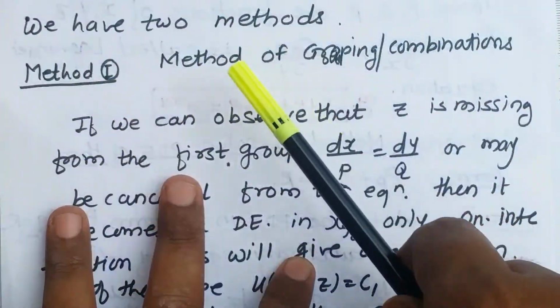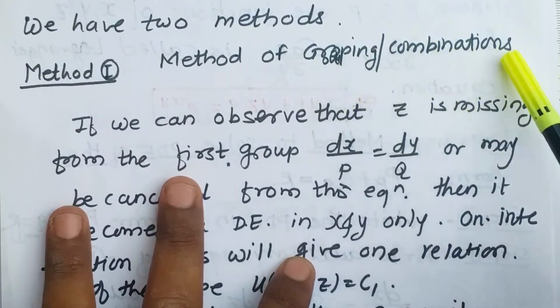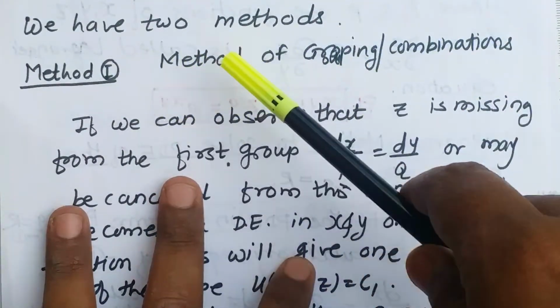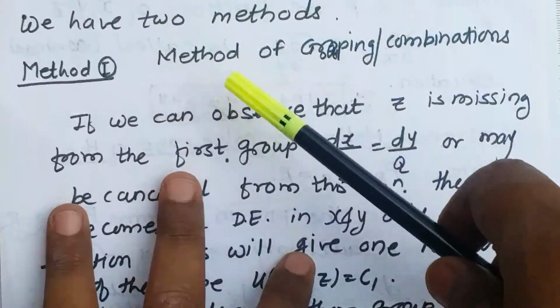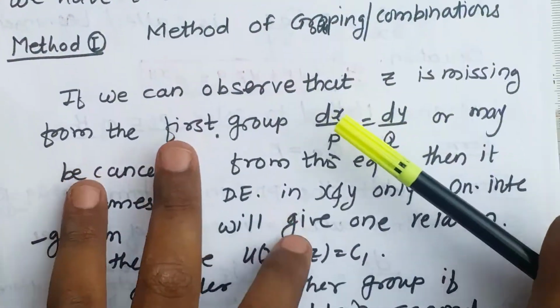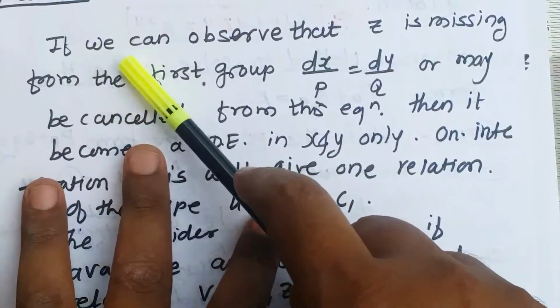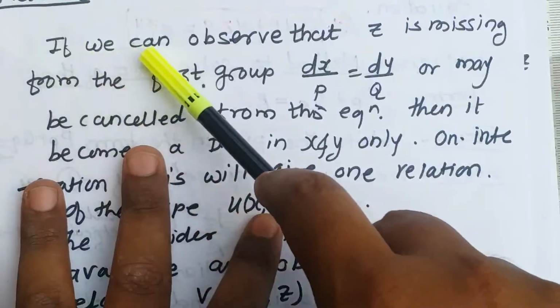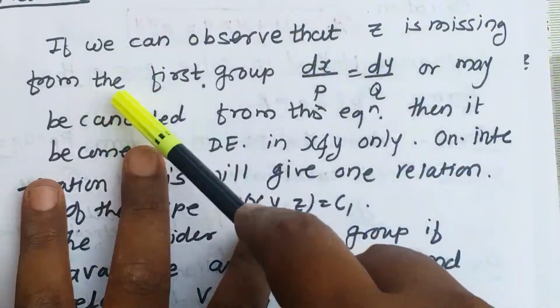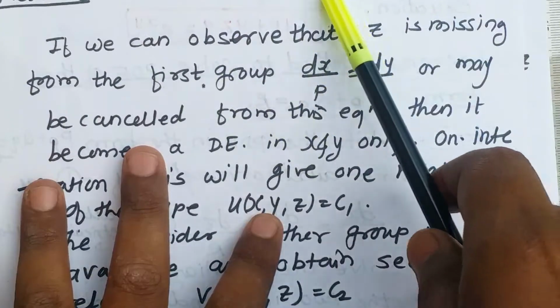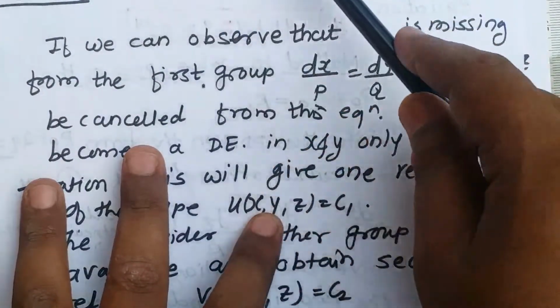Method number 1 is called the method of grouping or combinations. Either you can say method of grouping or method of combinations. So how does this method work to get the solution? The details I have written. If we can observe that z is missing from the first group, okay, so there is a group of three equal ratios we are having.